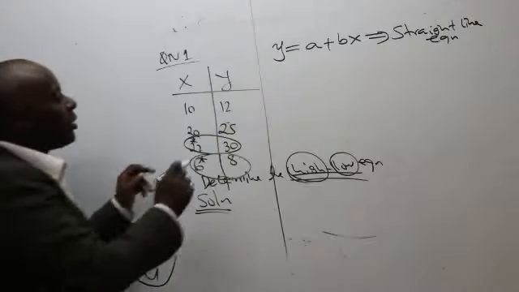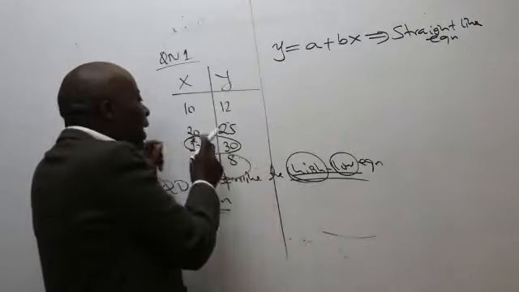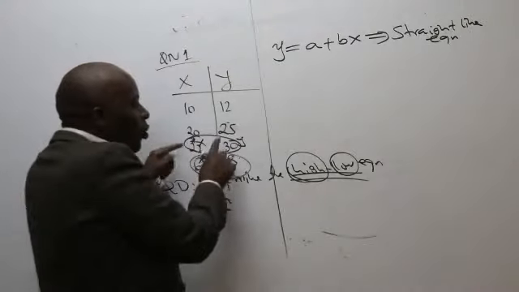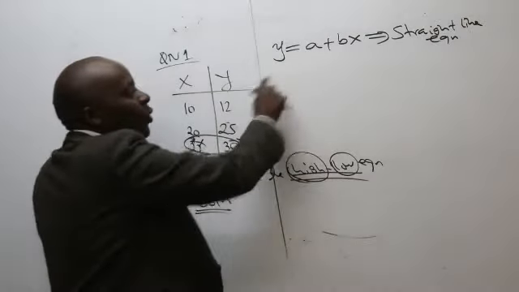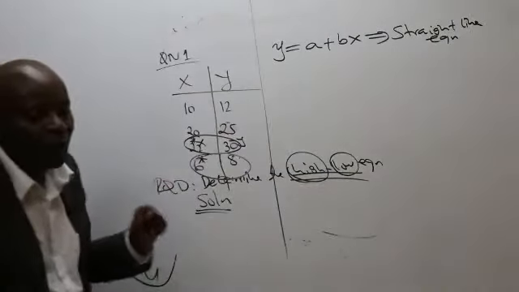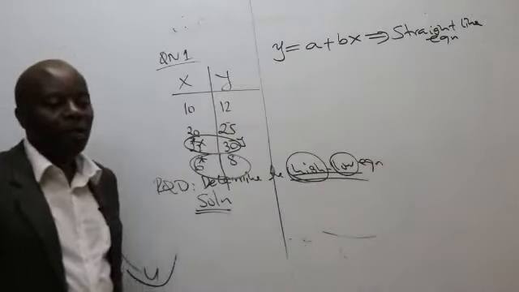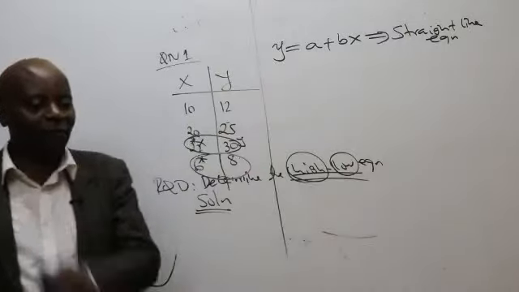So the highest x value is here. Looking carefully at the highest x value, this is y, this is x. I would want to pick this highest x value point to form the first equation. Could you kindly try forming the first equation for me? Who can try forming the first equation for us?